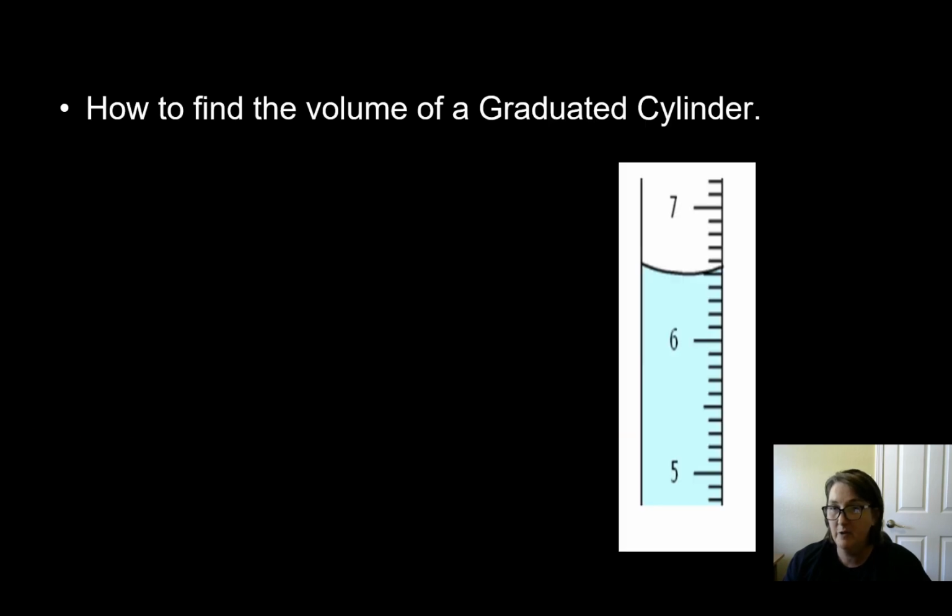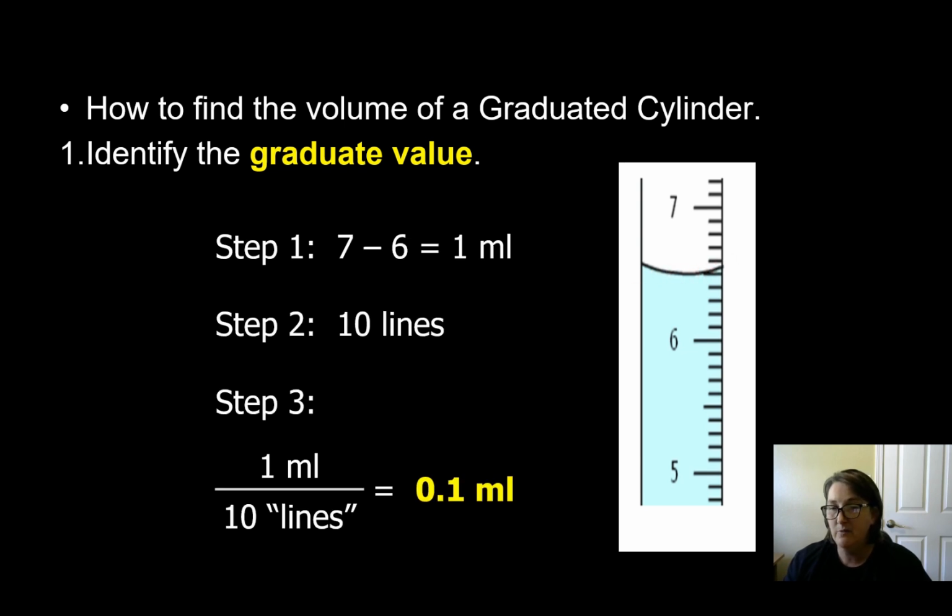So how to find the volume of a graduated cylinder. So first you need to find your graduate value, and that's what we've done. You subtract these two numbers, you count how many lines you've got, and you divide by that. That gives you your graduate value. Once you know what those lines mean, then it's real simple to figure out what this level of fluid is at. So here I do my first one.